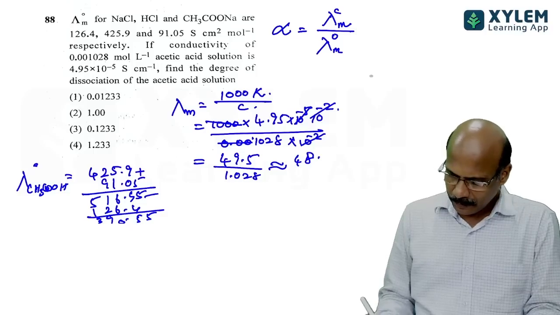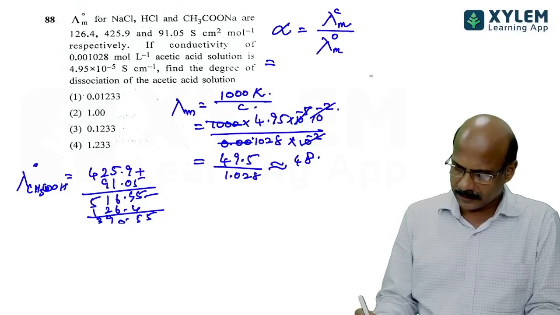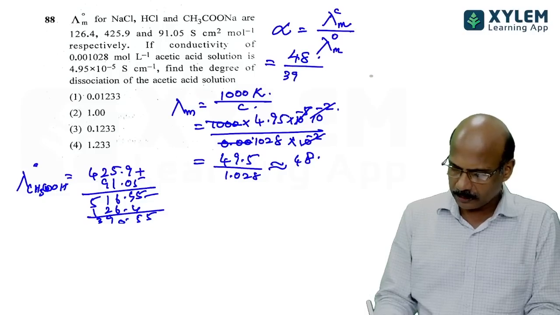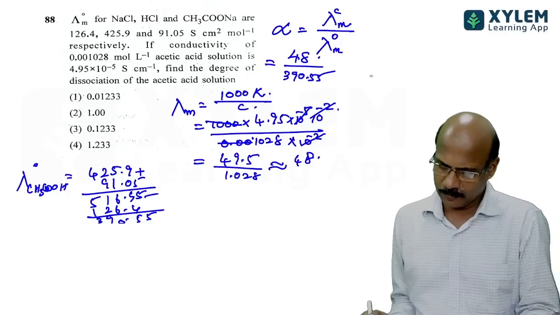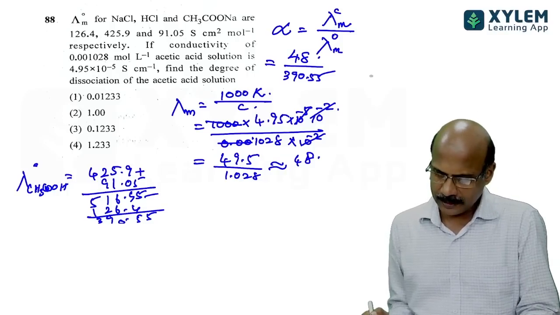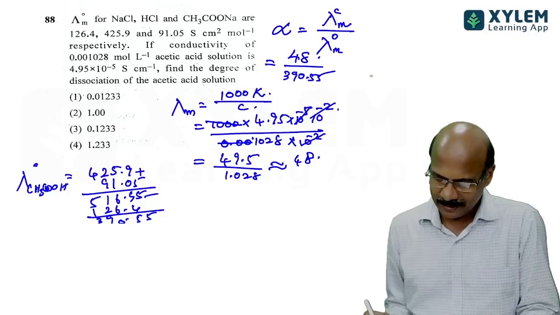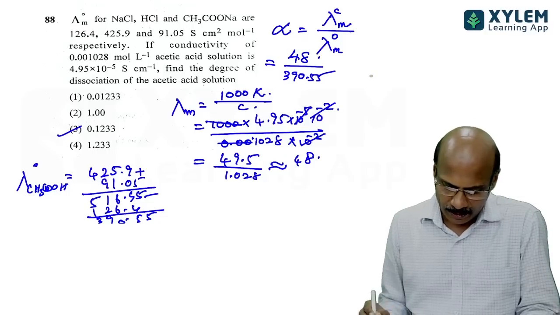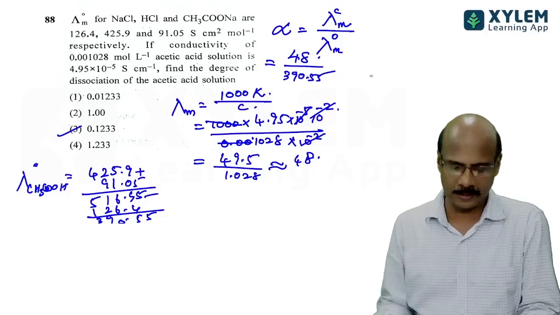Am I right? So what you want to find out is alpha. Alpha is molar conductance at given concentration, that is 48 divided by 390.55. What is the possible answer over here? If you take it as 480, it should be starting with a 0.1. Am I right? So you can have only one answer starting with 0.1. So the possible answer is option 3.